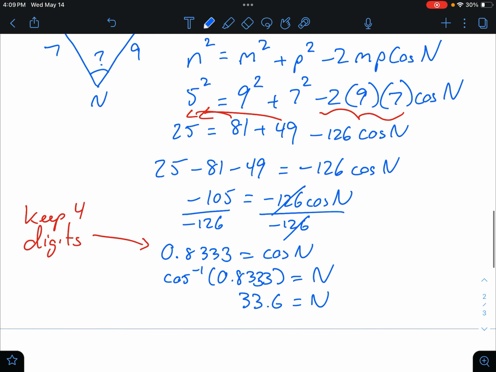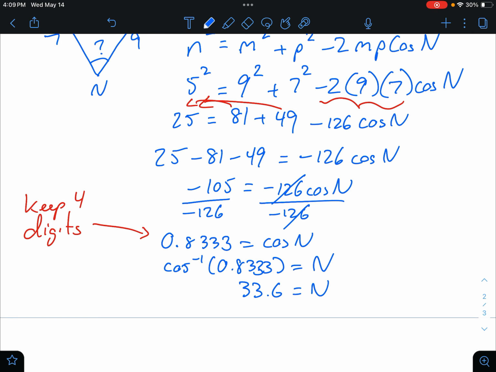That's what n is. Now, sometimes people might round that. You might say that angle n is going to be 34 degrees. And that might be your final answer. It depends on the question. A lot of times questions will say round to the nearest whole number for angles. But that's how this would work, okay?